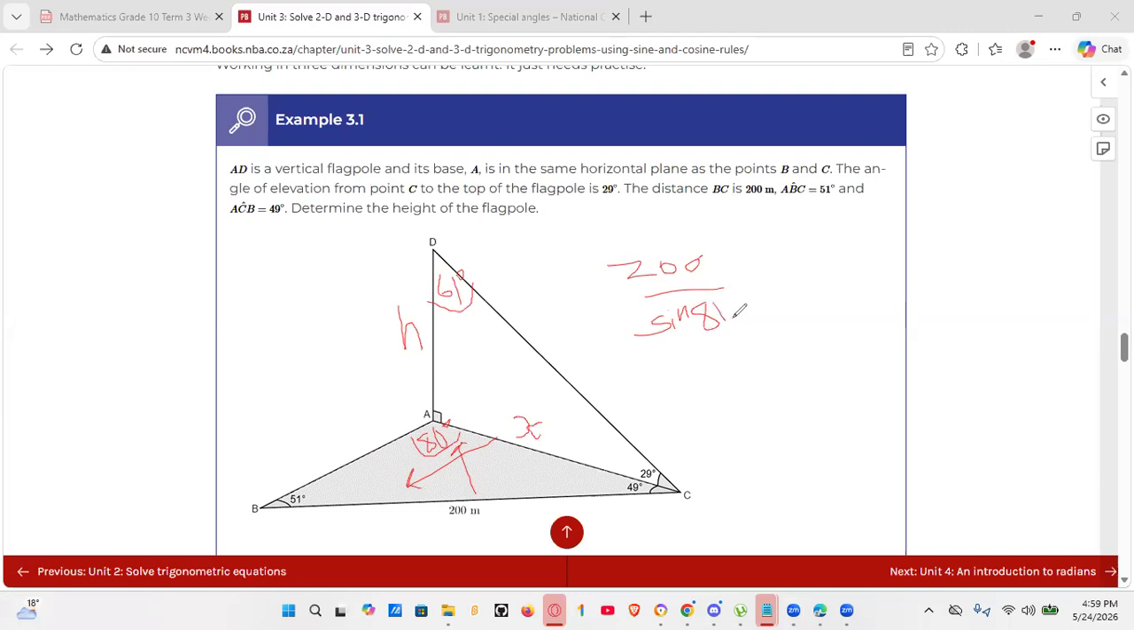Over sine of 80. That'll give us 200 over sine x over sine 51. Then once we found our x, just using normal equations, we can find h using tan 29.